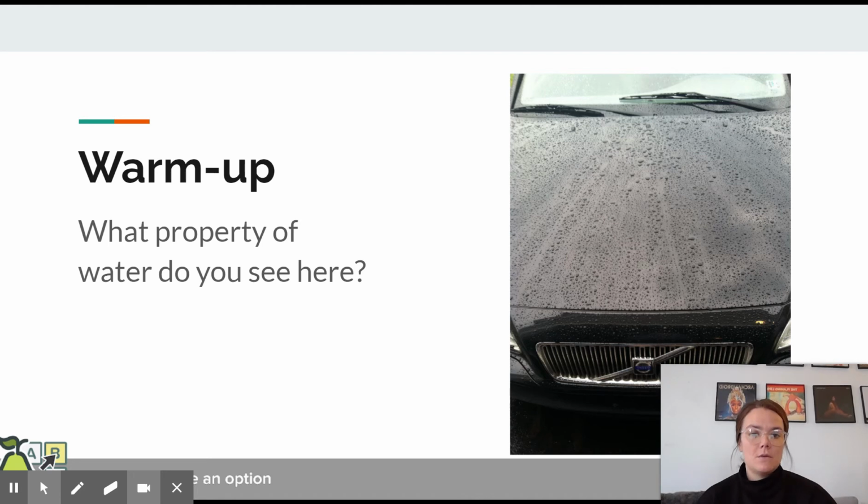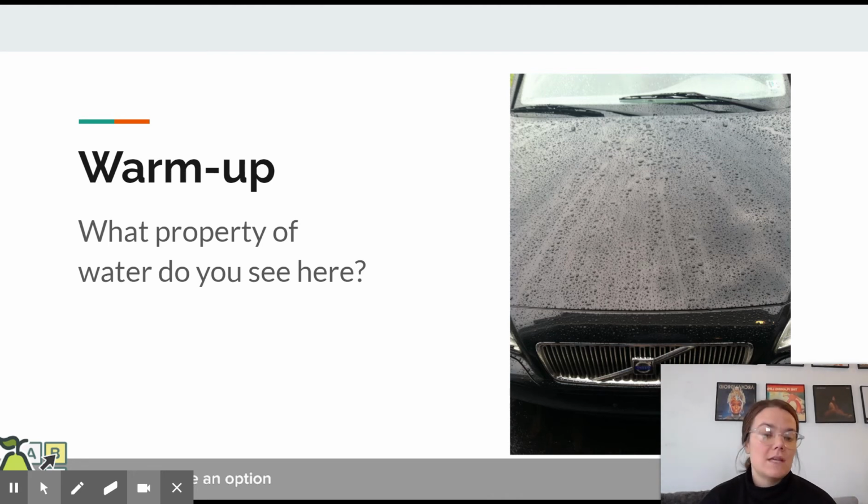Although it appears that the water molecules are sticking to the outside of this car hood after it's been waxed, the point of the waxing is that it doesn't allow water to stick, that water is actually going to roll right off. And the reason for that is because wax, just like oils or butter or fats, does not mix with water. That's really one of the few things that does not mix with it.